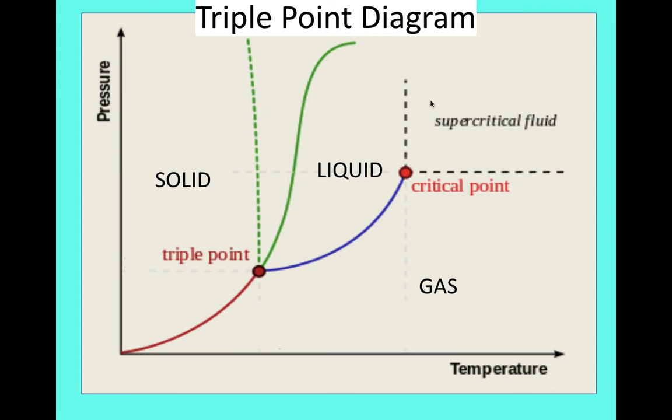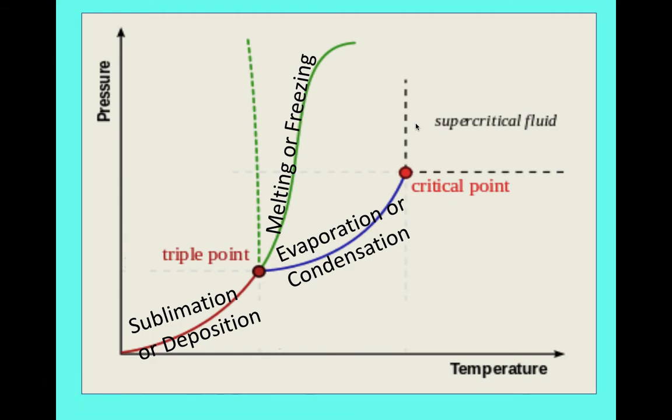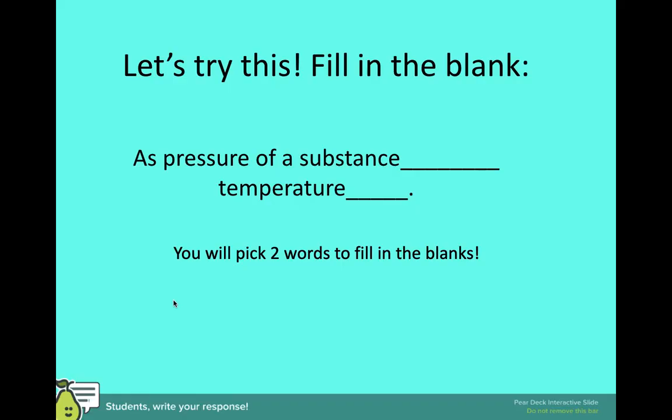On your triple point diagram, you typically compare temperature and pressure. So as temperature increases, so does pressure. So in order to get to a supercritical fluid, you would have a very high temperature and a very high pressure. Your phase changes could also be present on here. Anything from a solid to a liquid would be melting or freezing. A liquid to a gas would be evaporation and condensation, and solid to gas would be sublimation or deposition, depending if you're adding temperature and pressure or taking it away. So as pressure of a substance increases, temperature also increases.